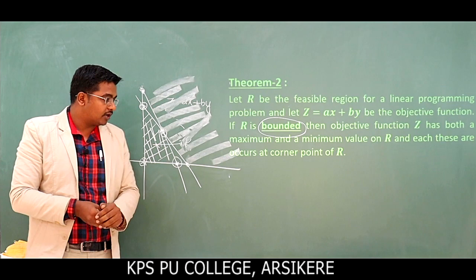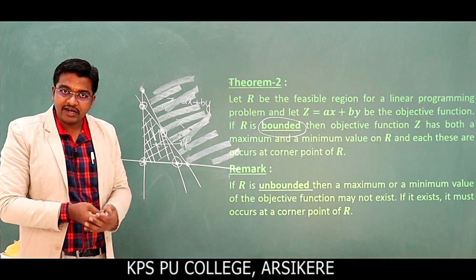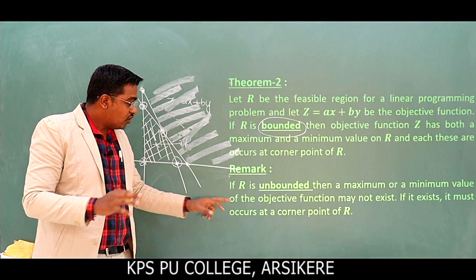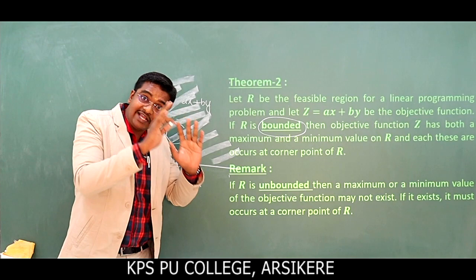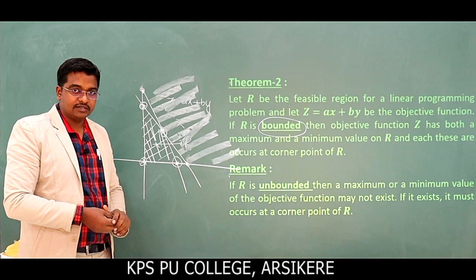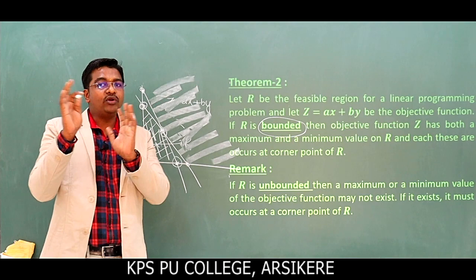Remark: if R is an unbounded region, then the maximum or minimum value of the objective function may not exist. If it exists, it must occur at a corner point of the feasible region. Clear? It is the case for an unbounded region. So in most exams, it is a bounded region. Clear? Okay. Next one.